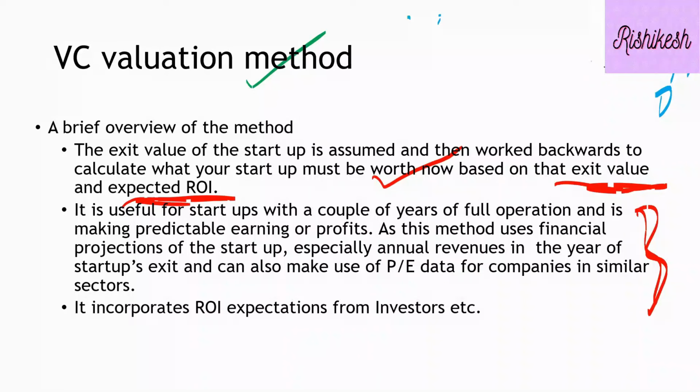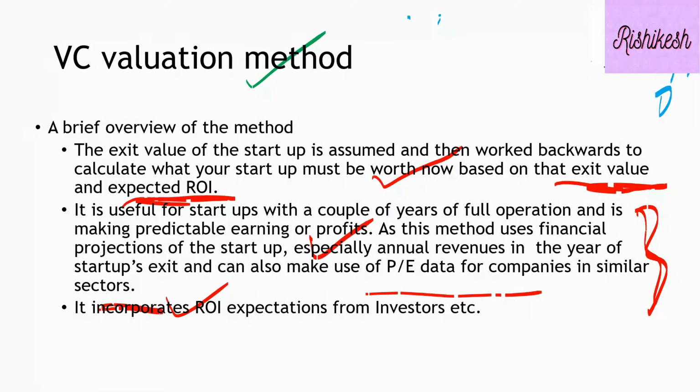Likewise, it was in the case of the VC quick method. Your operations should be functional. At least a couple of years of operations should be there, because when that happens, it becomes easier to predict the earnings or profits. This method uses financial projections of the startup, especially the annual revenues in the year of a startup's exit, and can also make use of P/E data for companies in similar sectors.